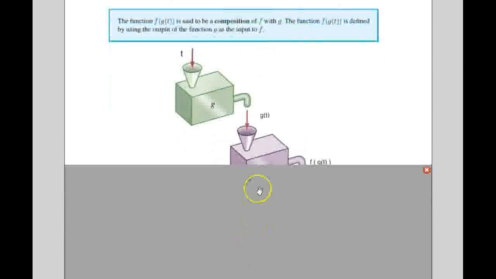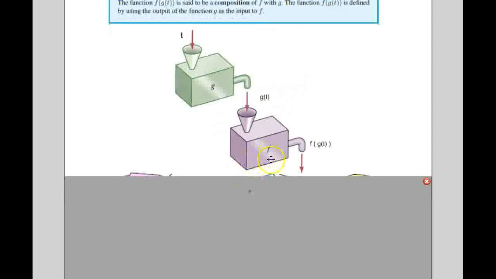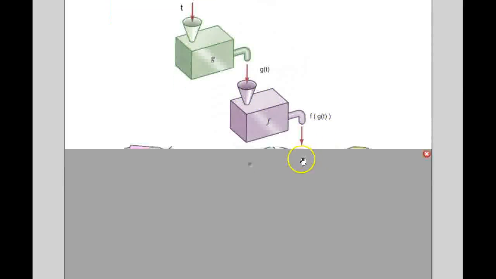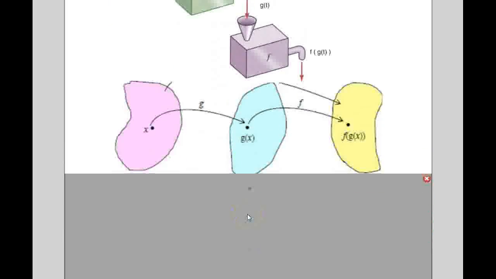Another way of looking at it is two machines. As soon as you input something into a machine and it puts out something, it drops the output of the G machine into the F machine, and the resulting answer is the result of putting the output of the G machine into the F machine, and you get what's called a composed function. Okay? And here's another visual to help you get an example.